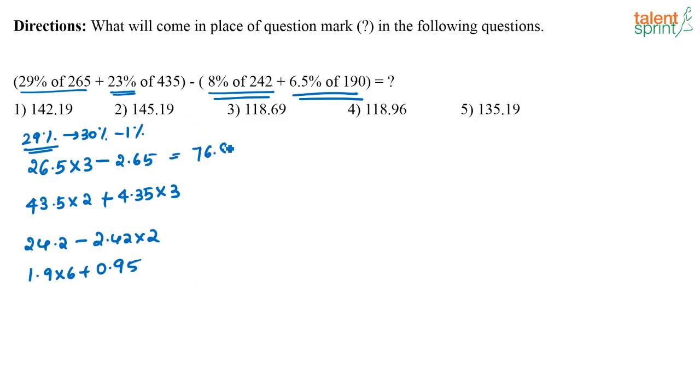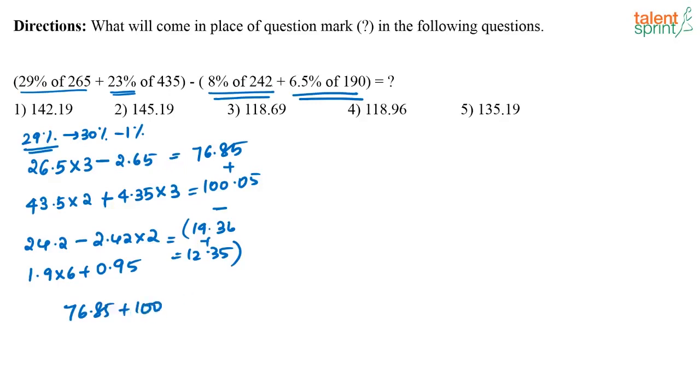You can cross-check if you are getting the answer if you are following this method. This will be equal to 100, 19.36, 12.35. Then just do these operations. You just have to add these two and subtract, and then add these two. So you will have to do 76.85 plus 100, minus 19 plus 12 approximately. When you do this, you will get the answer close to 145. You can take this answer.